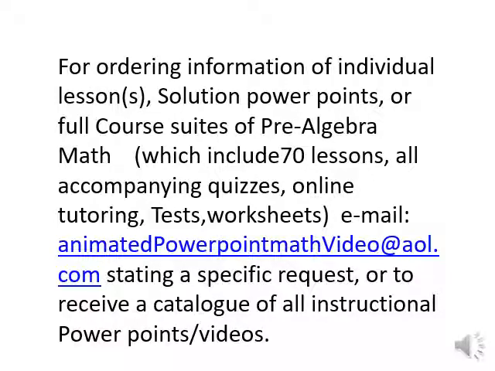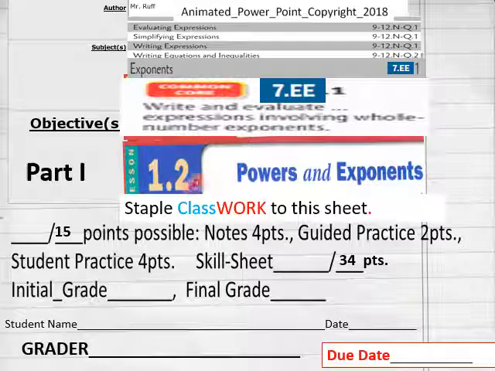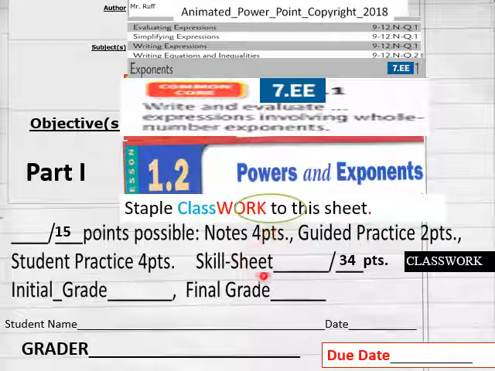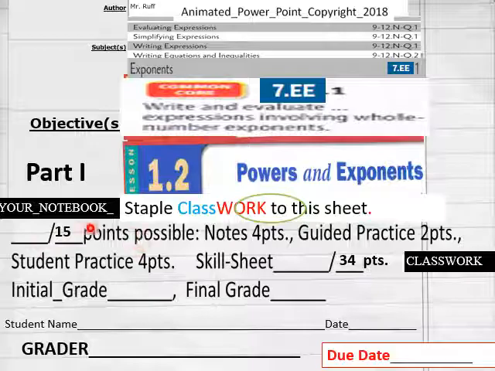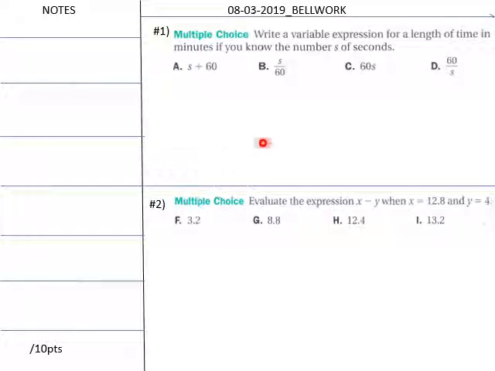To do lesson 1.2 of pre-algebra math, part 1. And it is powers and exponents. Part 1, here is our standard here. And we have a 34-point classwork sheet. And then a 15-point notebook guide available.